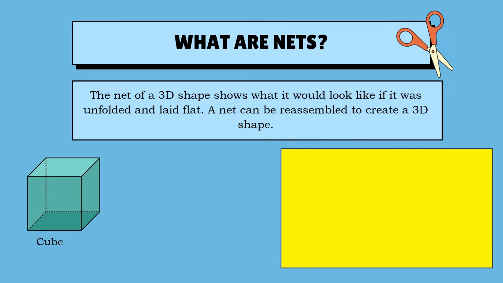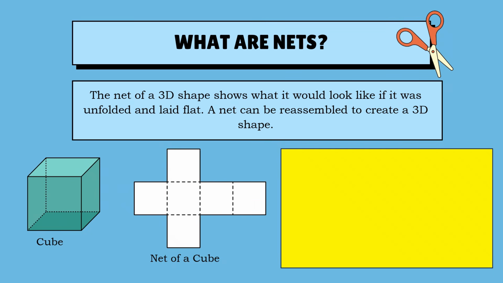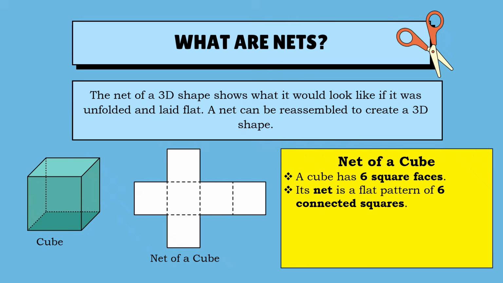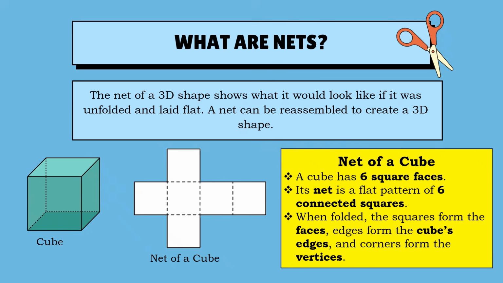Let's start with a cube. When we open a cube, it looks like this. This is a net of a cube. A cube has 6 square faces. Its net is a flat pattern of 6 connected squares. When folded, the squares form the faces, the edges form the cube's edges, and the corners form the vertices.